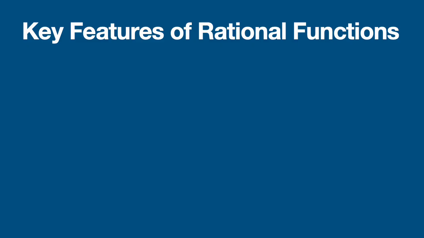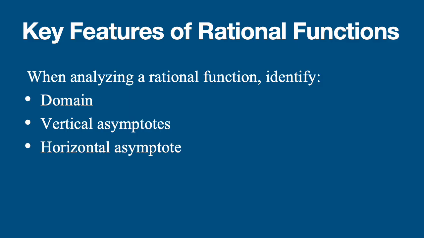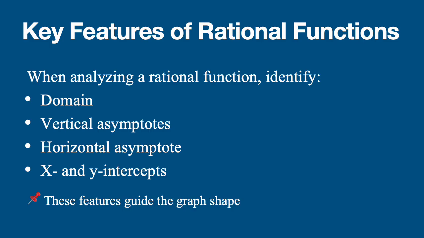What are the key features of rational functions? Okay, guys. When analyzing rational functions, you identify a couple of things. The first is the domain, but the domain is related to the vertical asymptote line. They're so related, guys, okay? The third one is the horizontal asymptote line. Then you find the x-intercept and y-intercept. When you find each feature, you can sketch the graph of the rational function.